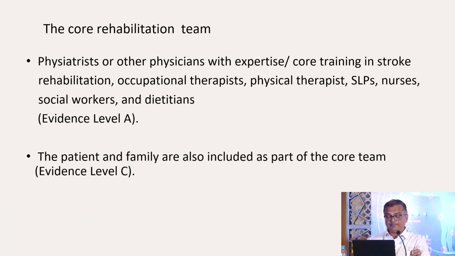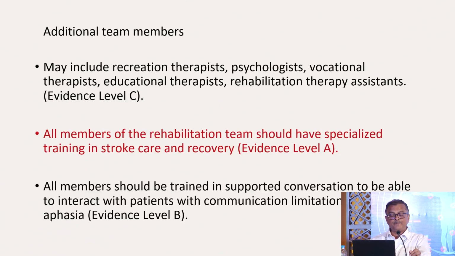The core rehabilitation team, okay, you need to write it in your theoretical examination. Okay, these are the physiatrist, the rehabilitation occupational therapist, physical therapist, speech language pathologist, rehab nurses, social worker, and dietitian. Also write in your theory the patient and family members. Don't forget to write it. It will fetch you extra marks. If you mention the patient and family member, they must be included as a part of the core team. Additional team members you can write: recreational therapist, psychologist, vocational therapist, educational therapist, rehabilitation therapy assistant.